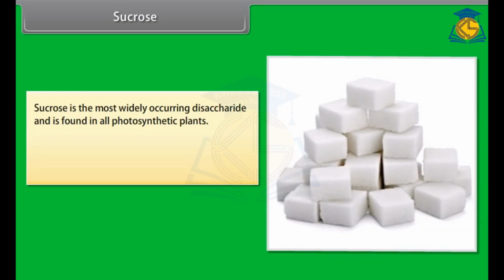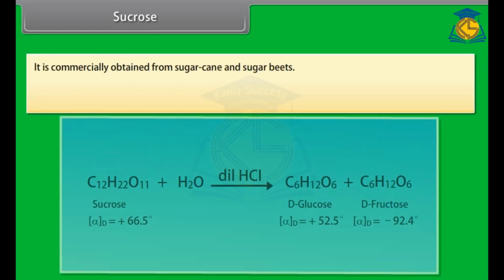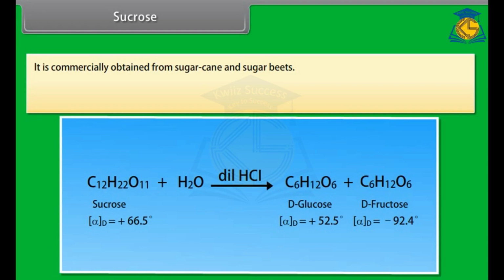Sucrose is the most widely occurring disaccharide and is found in all photosynthetic plants. It is a white crystalline solid and soluble in water. When heated above its melting point, it forms a brown substance called caramel. It is commercially obtained from sugarcane and sugar beets. When sucrose is hydrolyzed by dilute acids or the enzyme invertase, it gives an equimolar mixture of D-glucose and D-fructose.